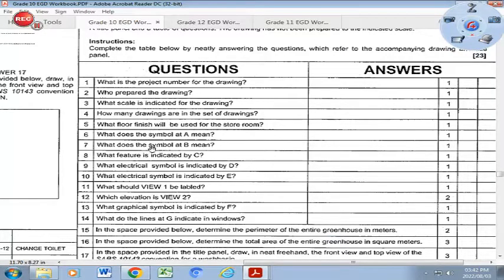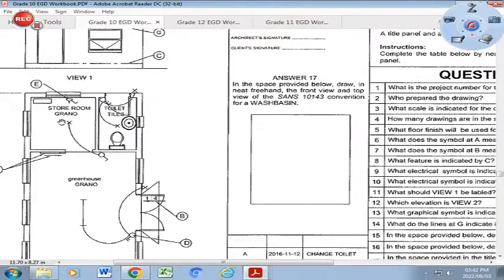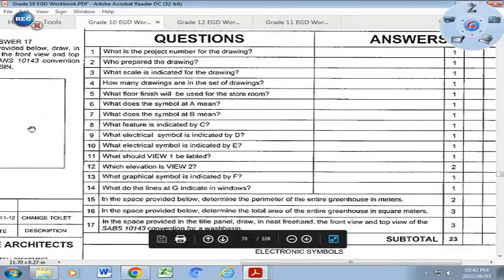What floor finish? Number 5 will be used for the storeroom. So we go over to the storeroom and you will find there grano is the floor finish.